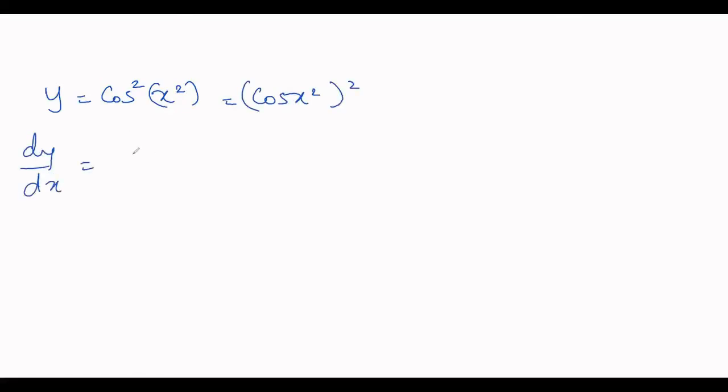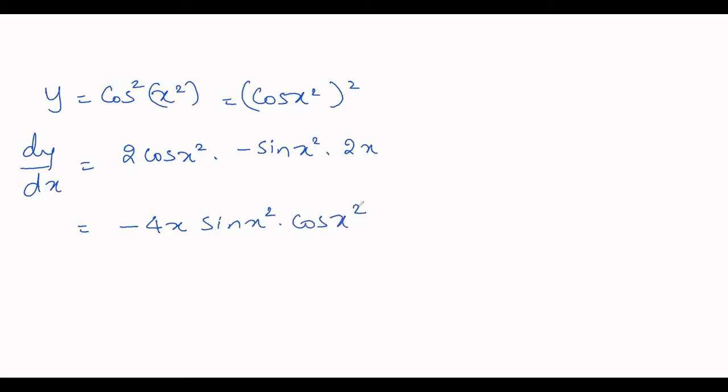Next question is y is equal to cos squared x squared. So let me rewrite this as (cos x squared) whole squared. So therefore, dy by dx is equal to differential of x squared is 2x. So in this case, 2 cos x squared. Differential of cos is minus sine, so minus sine x squared into differential of x squared, which is 2x. So my final answer will be minus 4x sine x squared into cos x squared.